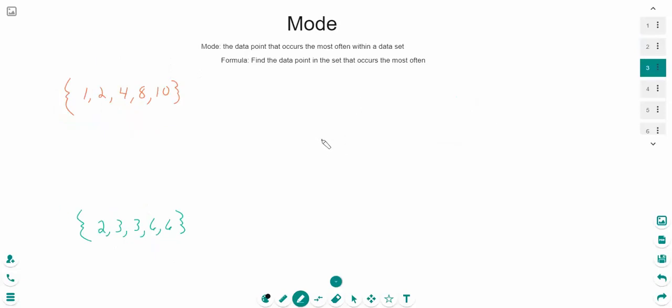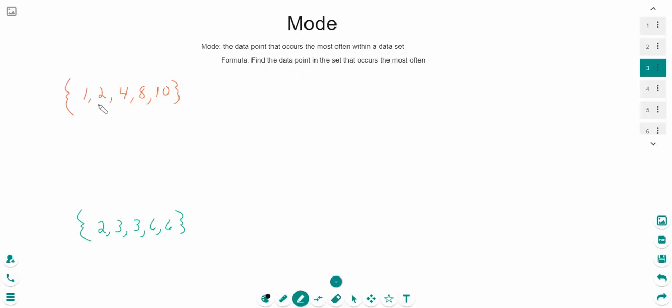Now, mode is an interesting one. Mode is very simple. All you're doing is counting up the number of occurrences of each data point and picking the one that occurs the most often. All right? So the definition is the data point that occurs the most often within a data set. The formula is find the data point in the set that occurs the most often. It's as easy as that, right?